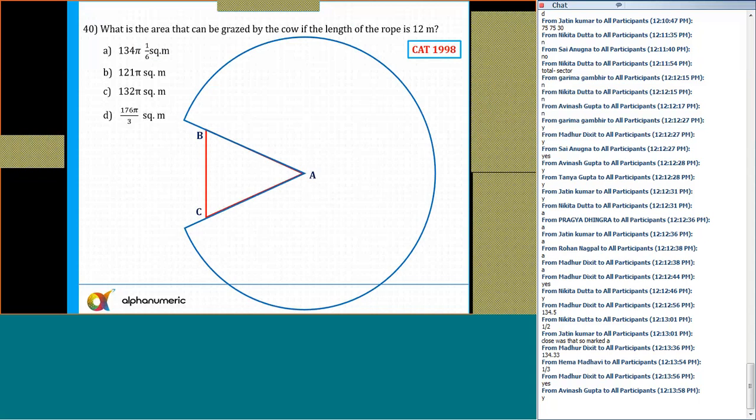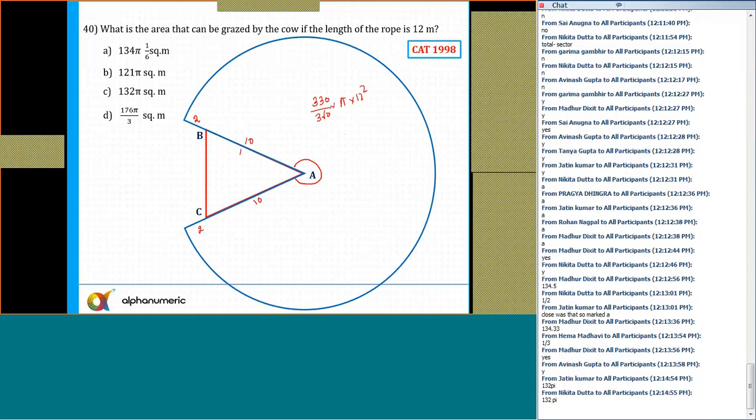Okay, this is equal to what? Here I can say the total length is 12. So, the length of AB is 10, and I can say this is 2. So, 10 plus 2, 12. The length of AC is 10, and 10 plus 2, 12. Okay. Now, if I calculate only the area of this part, this area will definitely be grazed by the cow. So this area will be equal to 330 by 360 into pi r square, that is pi into 12 square. So this comes out to be equal to how much? That is 132 pi.